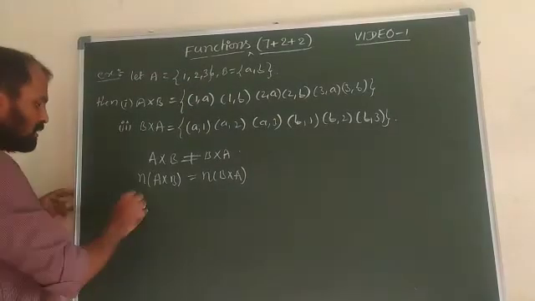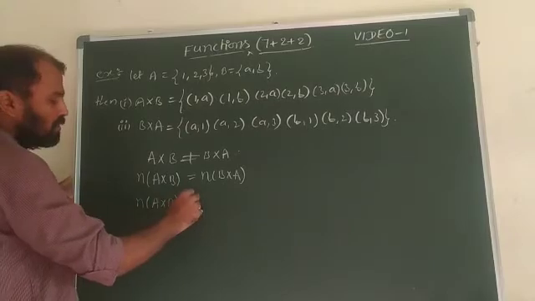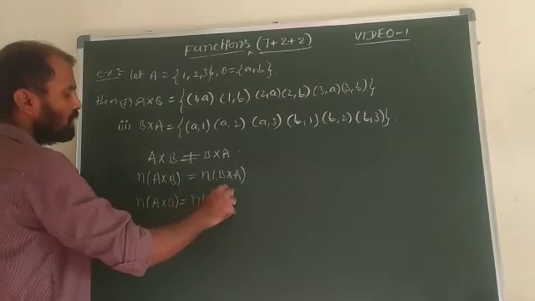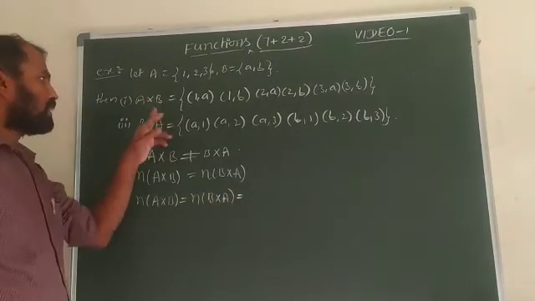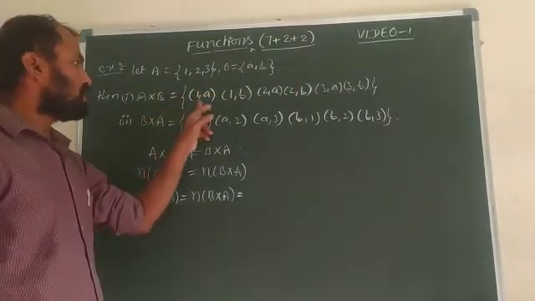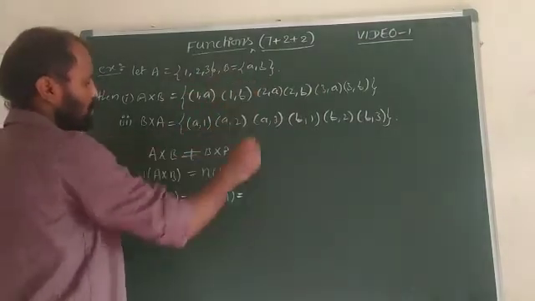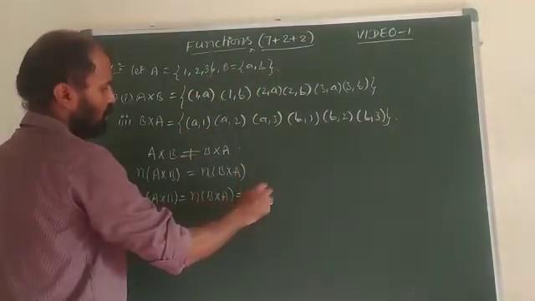How many elements are there? And the third point: the number of elements in A cross B is equal to the number of elements in B cross A. Here A has 3 elements and B has 2 elements. Now A cross B is how many elements? 6 elements. How do we get 6? 3 into 2 only. So that is M into N.